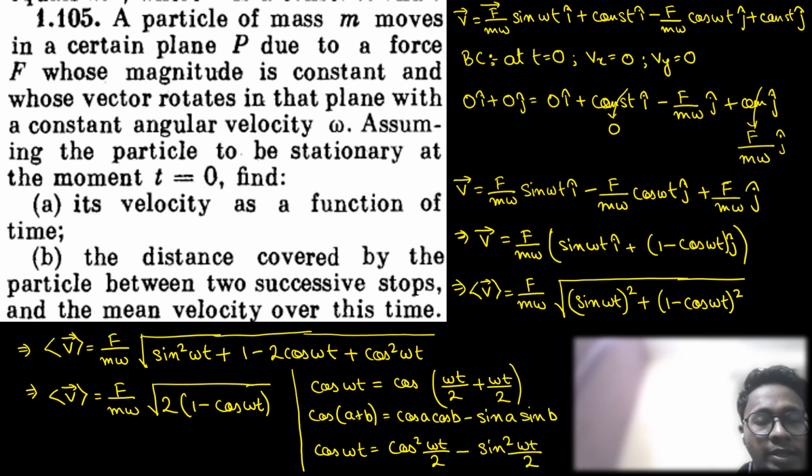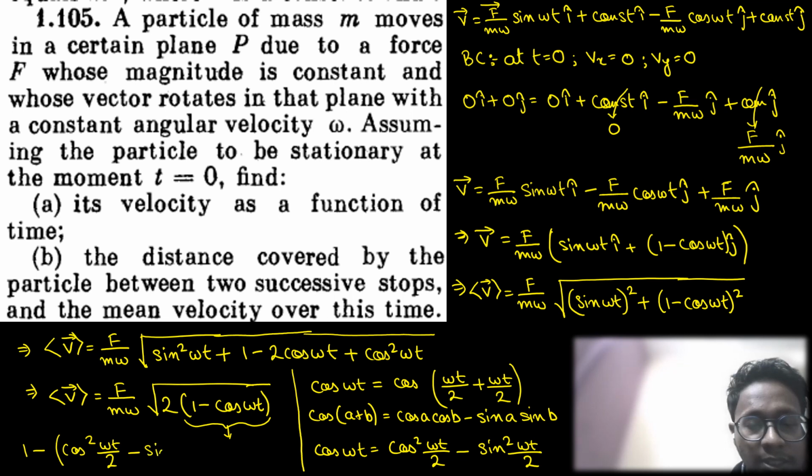Okay, so here I'm just expanding this term, not writing the whole term, because here we have 1 minus cos omega t. So 1 minus how much? Cos square omega t by 2 minus sine square omega t by 2. If I open the bracket, what will happen? This minus will turn to plus, so sine square omega t by 2 plus 1 minus cos square omega t by 2.